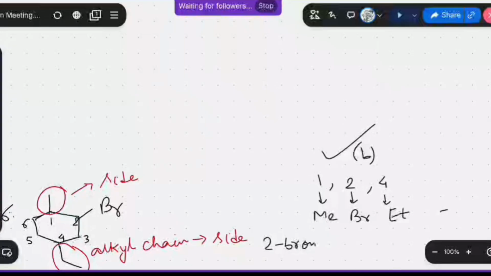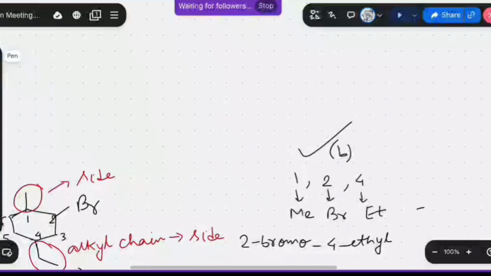2-bromo. Bromine B alphabetically আগে আসে, so 2-bromo, 4-ethyl, ethyl E আগে আসে, and then we have 1-methyl, cyclohexane. So for this compound, the correct IUPAC is 2-bromo, 4-ethyl, 1-methyl cyclohexane.